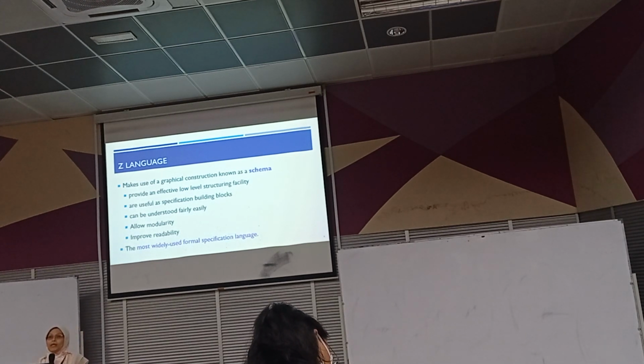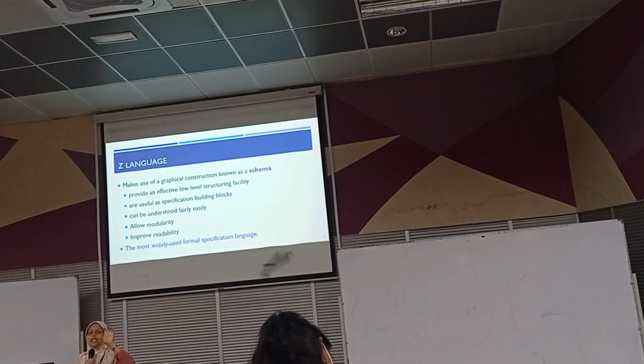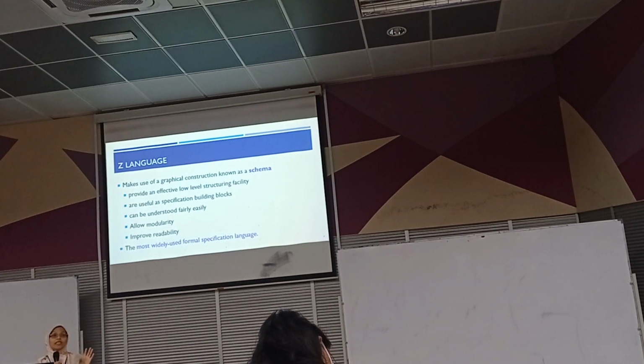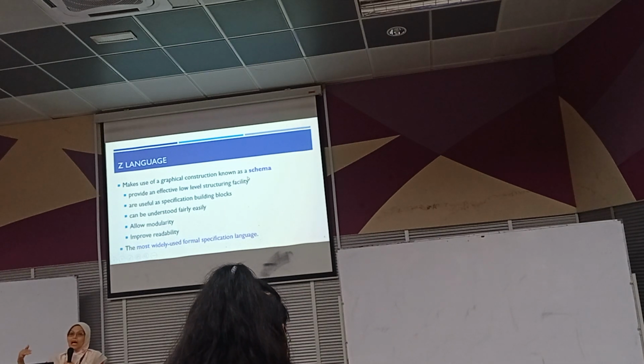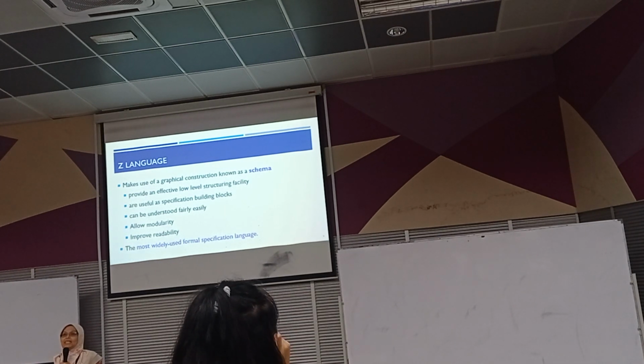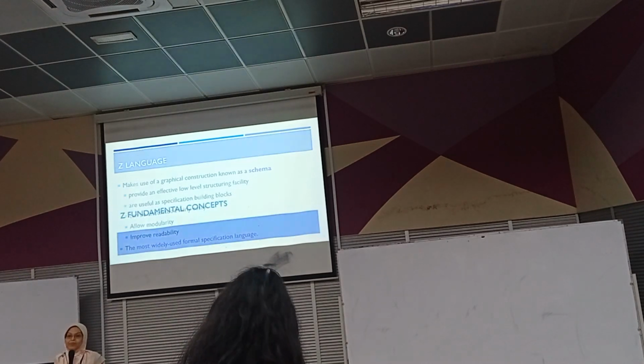It is easier compared to just writing lines of statements without separation. So we use a graphical construction to separate the parts. The above part normally will be the declaration. The below part will be more on the predicates, or the constraints or the conditions and so on, that you have for your system. We call that a schema. So later I will show you what the Z schema looks like, the diagram for it.